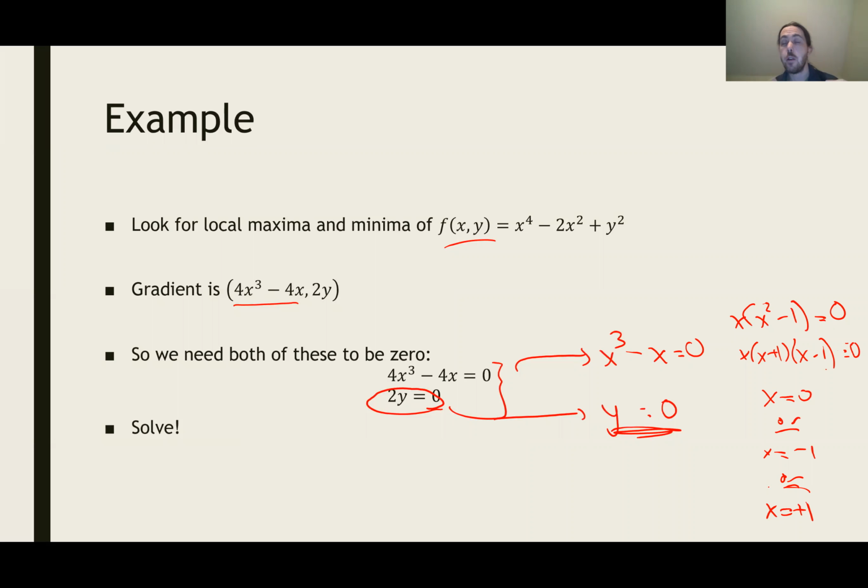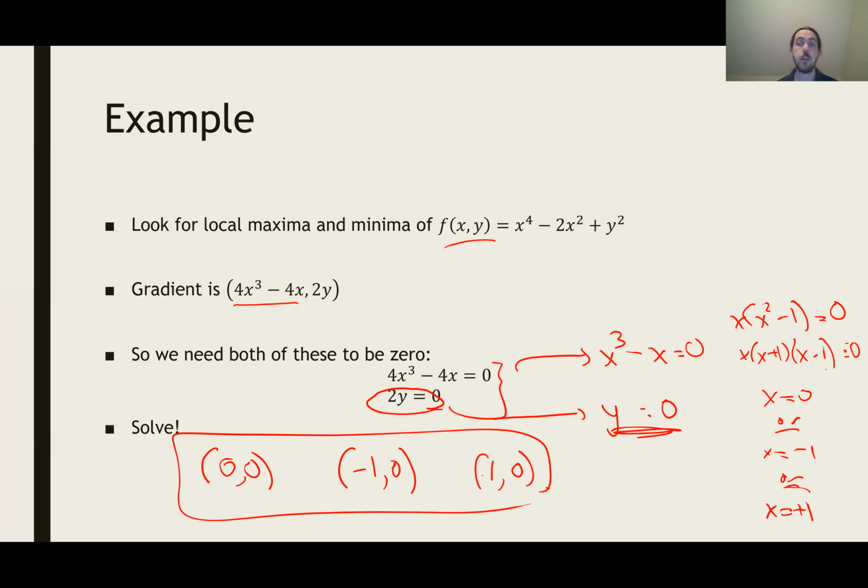So there are actually 3 different critical points where all of the partial derivatives vanish. One of them is when x is 0, y is 0. One of them is when x is minus 1 and y is 0. And one of them is when x is plus 1 and y is 0. 3 critical points for this function.